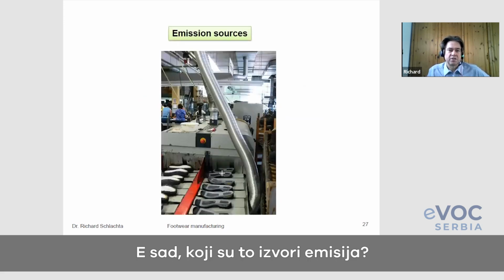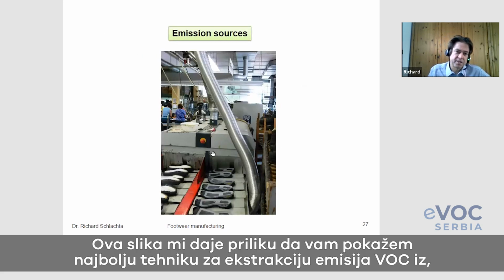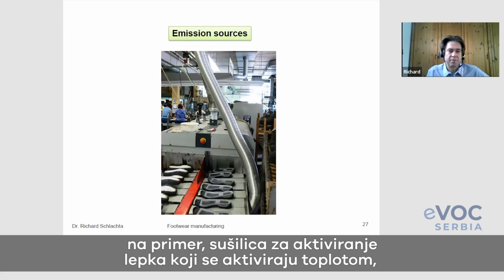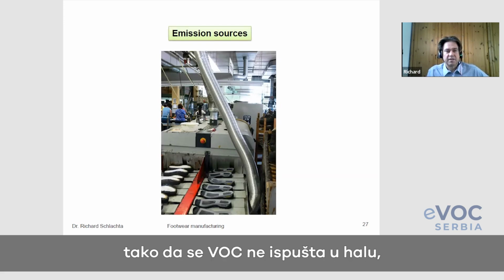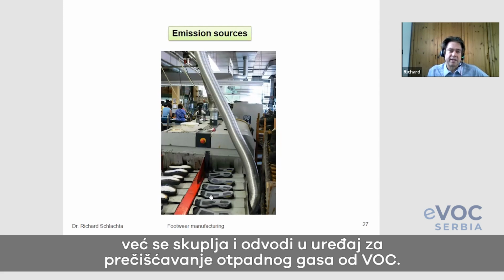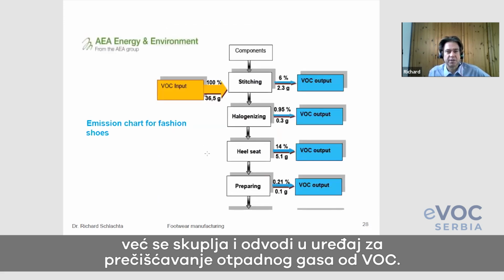Now, what are the emission sources? Here, that picture gives me a chance to show that the best technique is to extract the VOC emissions directly from here, for example, heat activating or dryers, so that the VOC are not getting into the room, but they are collected and extracted here to our Batman unit. So that is an example for my Batman unit.